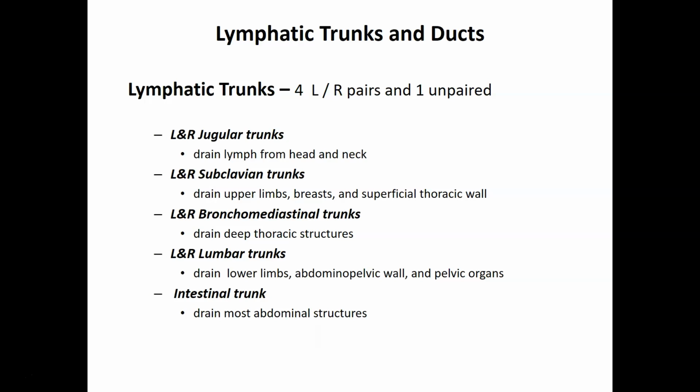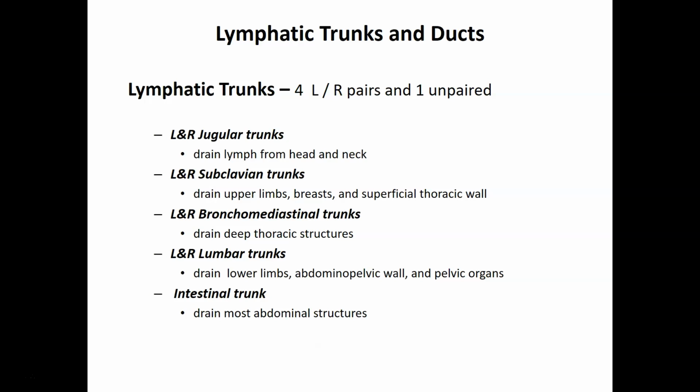So the outermost kind of shell of the thoracic wall. There are left and right bronchomediastinal trunks. These are draining lymph from deeper thoracic structures, heart, lungs, and other tissues deep to the wall.